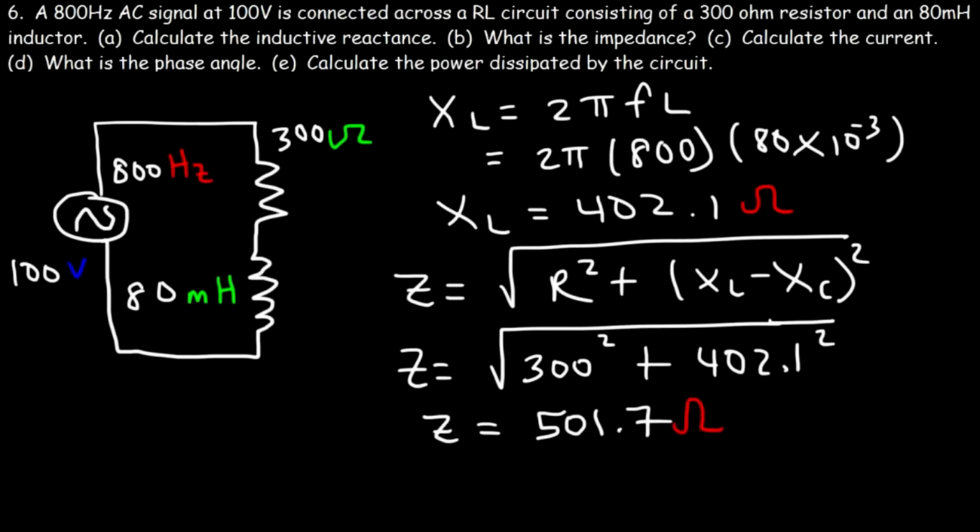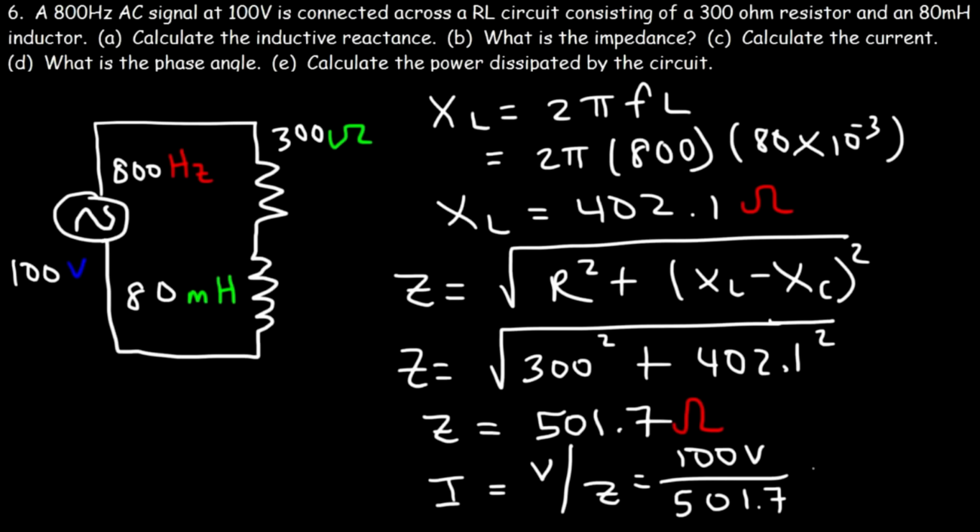What is the current in the circuit? To find the current, it's simply equal to the voltage divided by the impedance. The voltage is 100 volts. The impedance is 501.7 ohms. So this is equal to 0.199 amps. So that's the current in the circuit. Now what about part D?